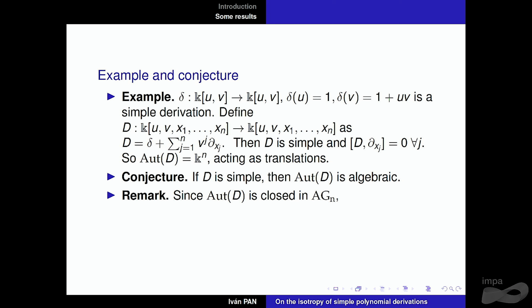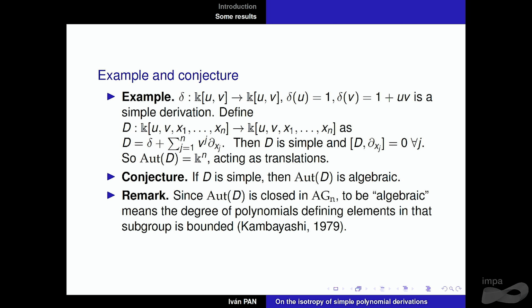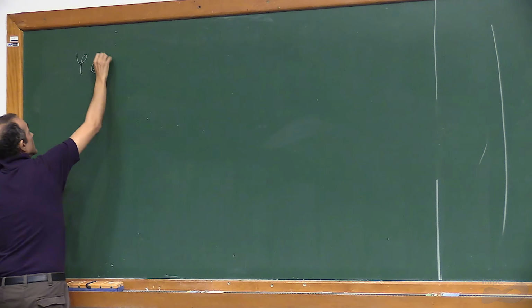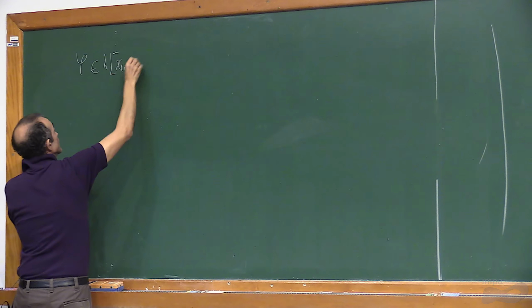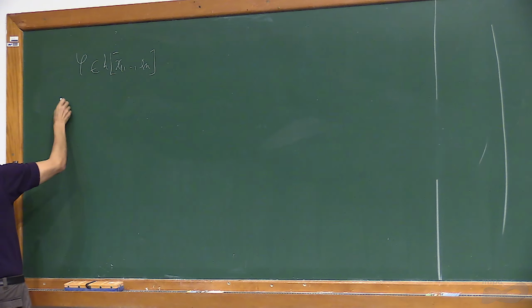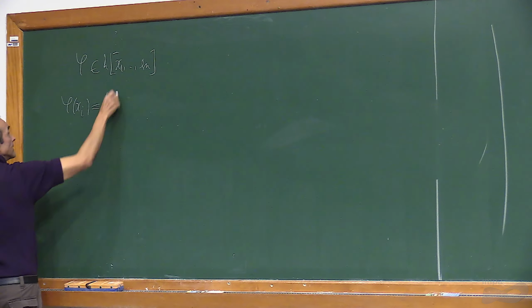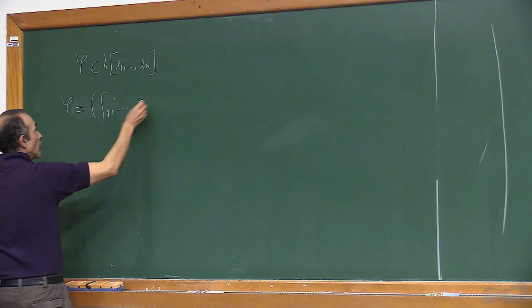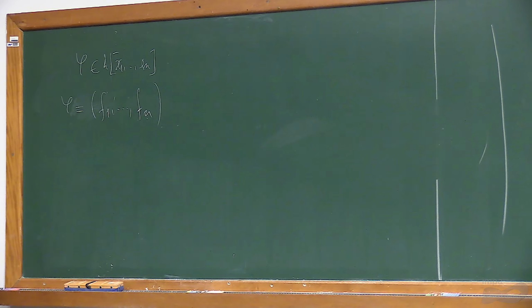Since the isotropy is closed in A^n, one may see that to be algebraic means that the degree of the polynomials defining elements in that subgroup is bounded. I will explain that. This is a result of Kambayashi. Here, the polynomials, the automorphism, we define that: an automorphism is defined by means of n polynomials.